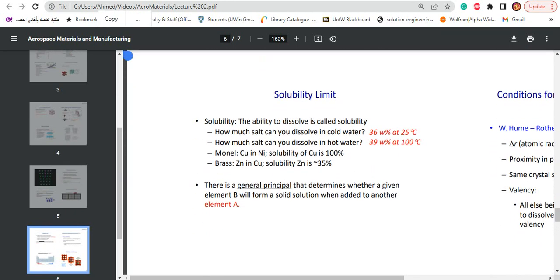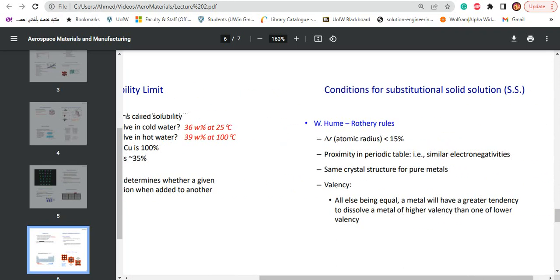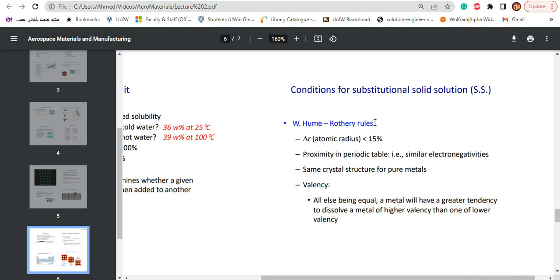The solute, as we said, is the lesser, and the solvent is the greater. I just wanted to repeat that. Solubility limit. Solubility is the ability to dissolve, meaning the possibility of the material dissolving, like salt for example. How much salt can you dissolve in water? 36% at 25 degrees. This is its solubility. There is a general principle that determines whether a given element B will form a solid solution when added to another element A.